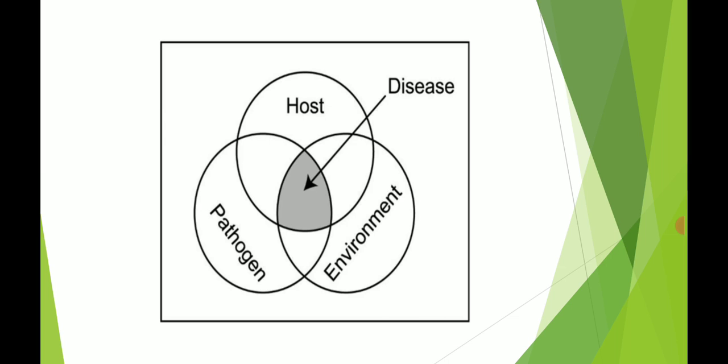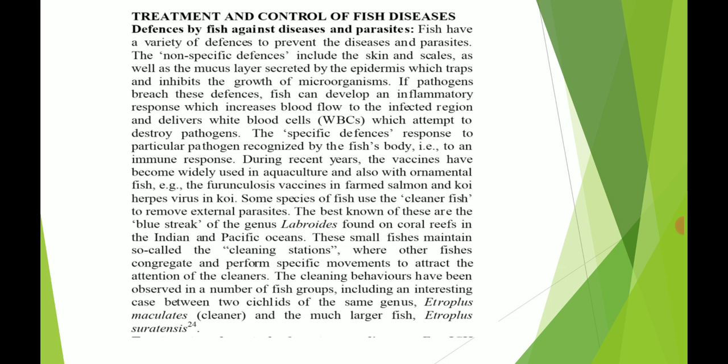Now here is the diagrammatic presentation of the disease, and the responsible factors: the host, then the pathogen, then the environmental factors. In the middle, the darkened portion is where we identify the disease. Now see the treatment and control of fish diseases, how to control or treat them.